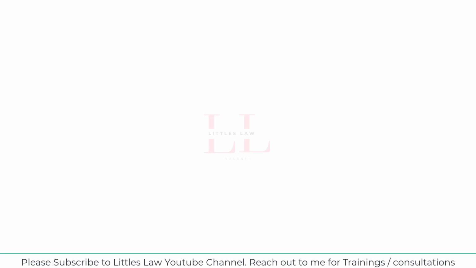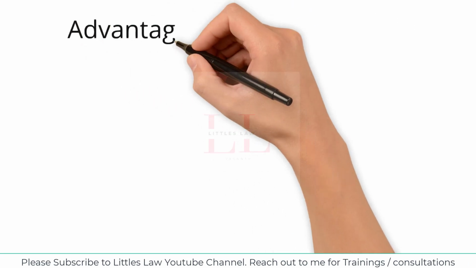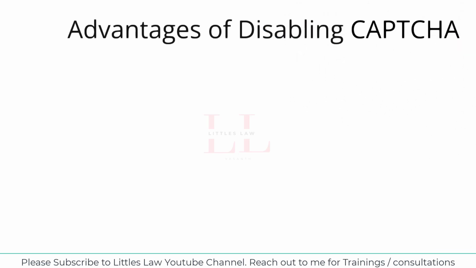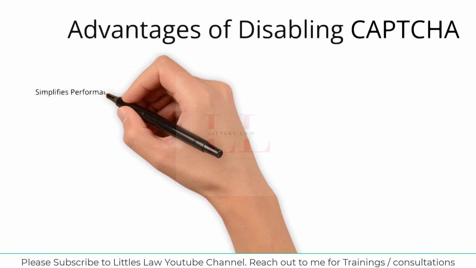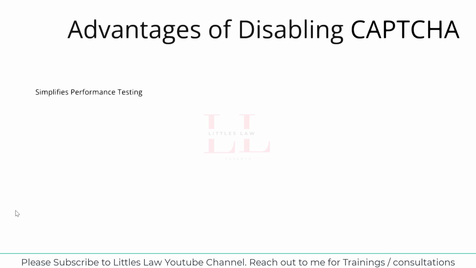And now we'll see what the advantages of disabling the CAPTCHA for performance testing are. Overall, we know that there are a lot of advantages, but let me bring you the top three. One of the first advantages is simplifying the performance testing. Once you remove the CAPTCHA, we are ensuring that the virtual users in our performance test can complete the transaction smoothly, because we don't have a CAPTCHA, right?